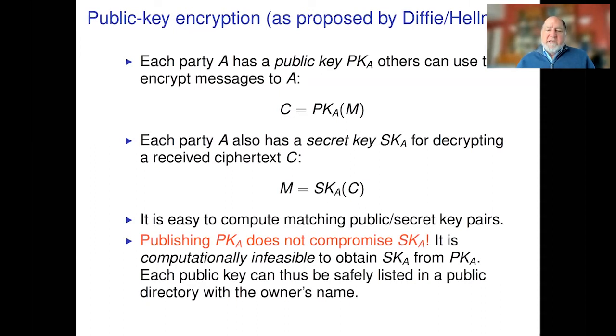So it's computationally infeasible to obtain the secret key from the public key. And so we see this notion of computational infeasibility come up again. This is in the realm of computational complexity.